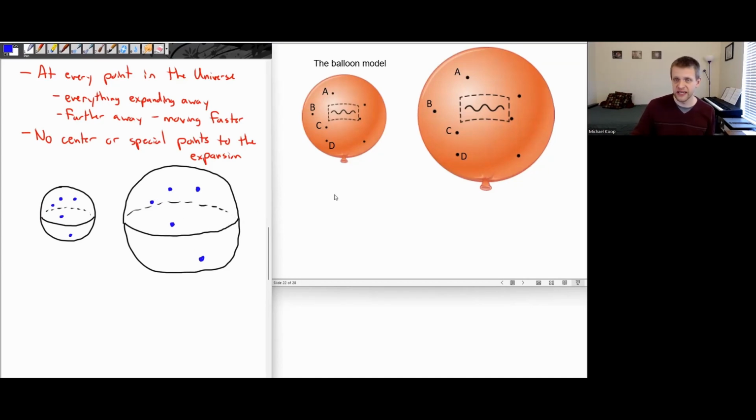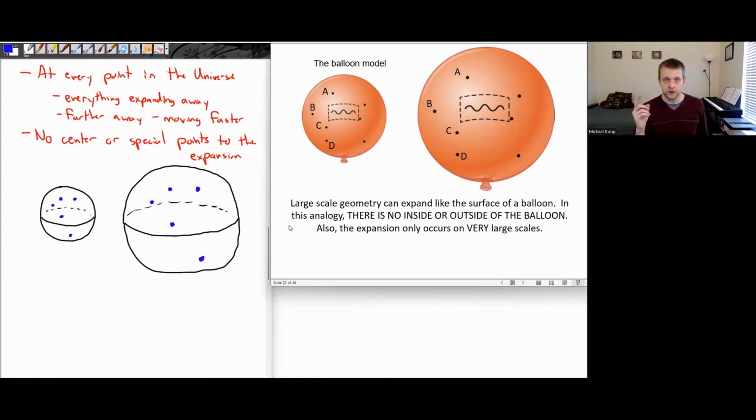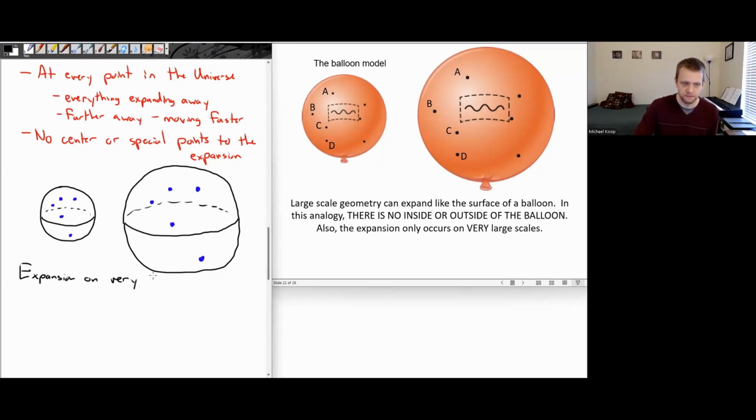But there's a couple of limitations to this model. First, we're talking specifically about space on large scales, like the distances between clusters of galaxies. So this expansion is only on very large scales, like distances between galaxy clusters.